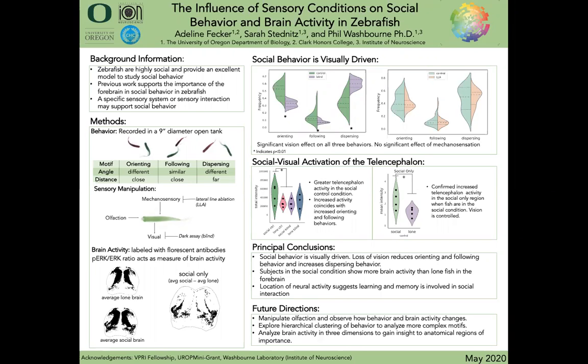So zebrafish are highly social animals, and so they're a great model for studying social behavior. Our previous work in our lab has shown that the forebrain of the zebrafish is most important for controlling social behavior. My question in this study was, which sensory systems are important for social behavior, and how does sensory input affect brain activity? So we answer the first question by measuring behavior in an open field.